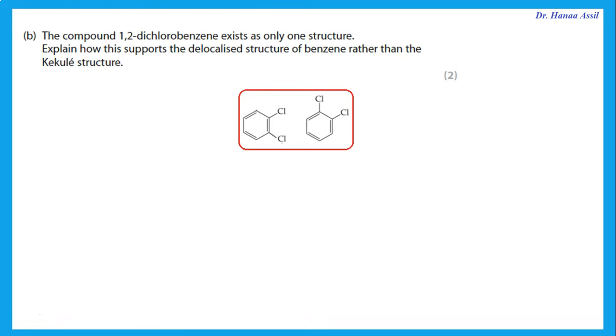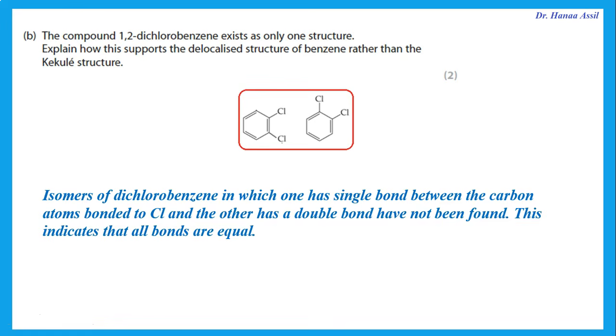Now explain how this supports the delocalized structure. Of course, this is because the isomers in which one has a single bond between the carbon atoms and the other has a double bond have not been found. So this indicates that all the bonds are equal. So instead of having two different compounds, we have only one compound, and that means the delocalized structure is what we have.